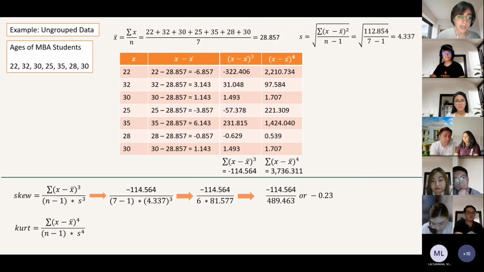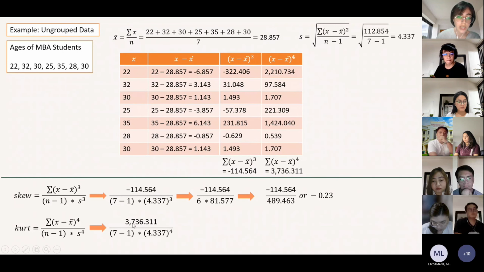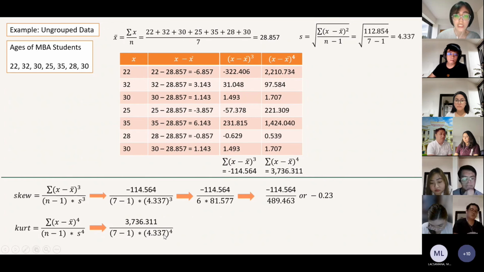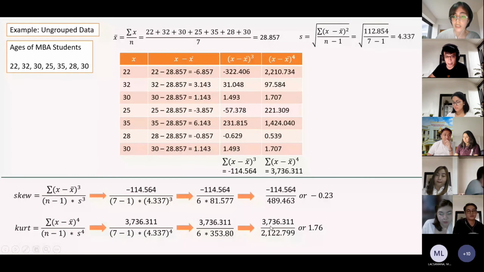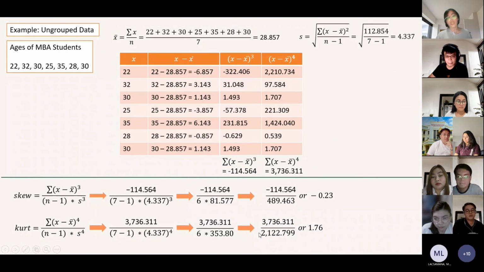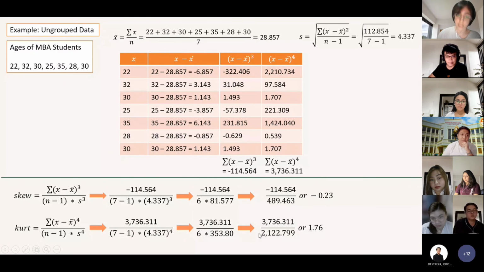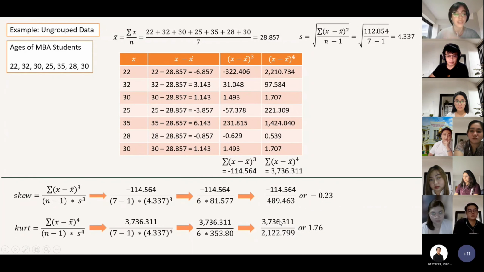Now for the kurtosis, the only difference again is that it is raised to the fourth power. So we plug in again, just like earlier: 3,736.311 all divided by 7 minus 1 times 4.337 raised to 4. I put parentheses around 4.337 raised to 4 so that the exponent is done first. 7 minus 1 is equal to 6. 4.337 raised to 4 is 353.8. Then we get 3,736.311 over 2,122.799, or 1.76. Let's not be overwhelmed by the data. Just trust the process of how we do it. You might be overwhelmed because you're seeing only numbers.